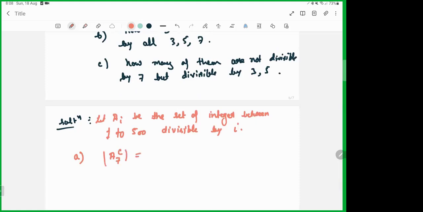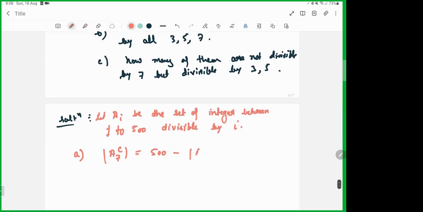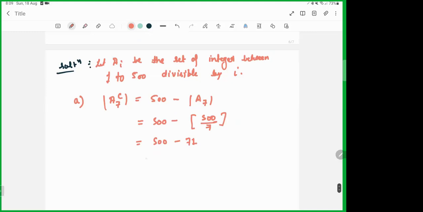So what is this? This is the cardinality of the full set minus the cardinality of A7. What is the cardinality of A7? Numbers which are divisible by 7. So this is the greatest integer function of 500 by 7. So this is what? 7 times 7 is 49, and 7 times 10 is 70, right? So this is 429. Is it clear?